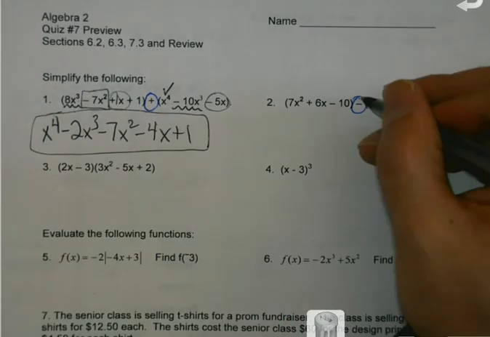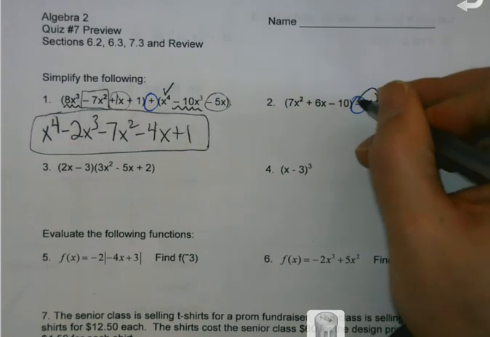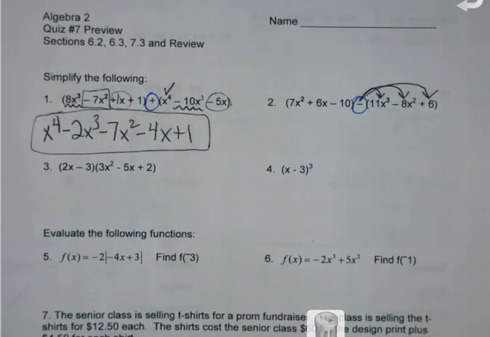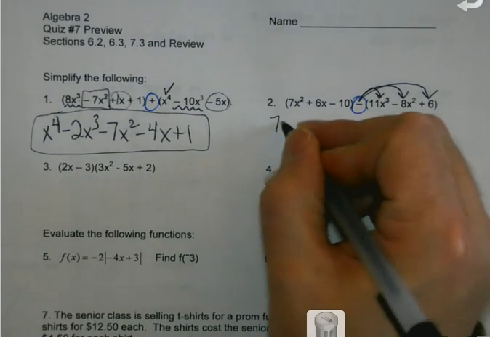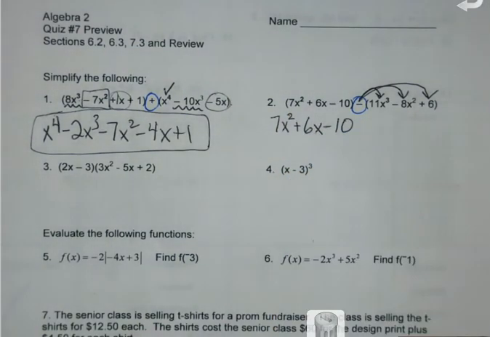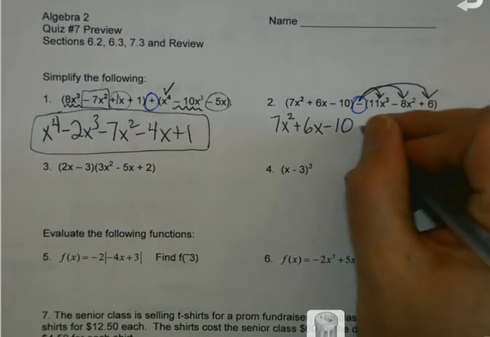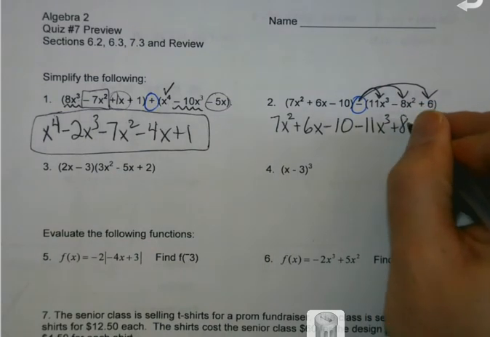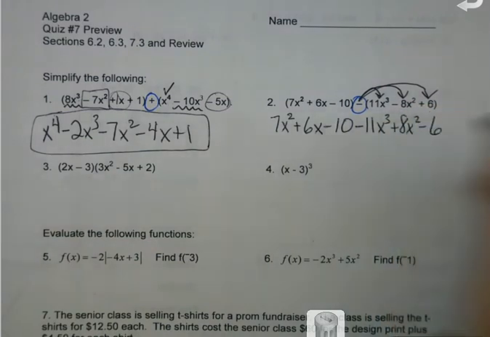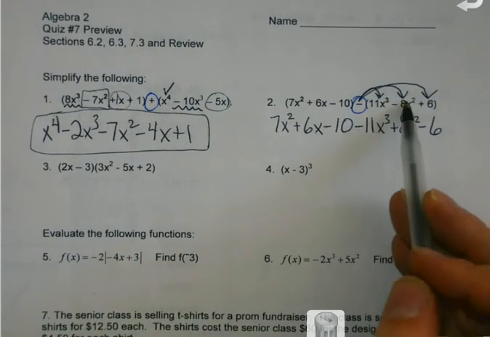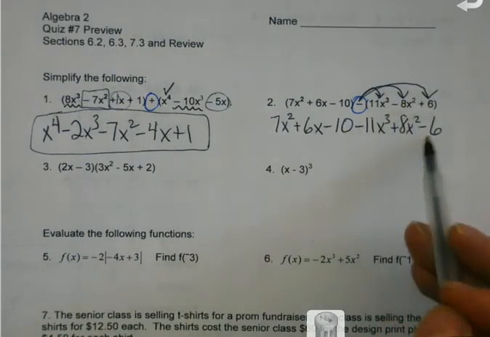Because on 2, that minus basically is just going to be a negative that I'm going to distribute through, and I'm going to change all the signs on. I would leave the first set of parentheses alone. I'd drop the parentheses, but I'd go ahead and rewrite it. And then I'm just changing the signs on all of my terms in the second set. So the 11 became negative, the negative 8 became positive, positive 6 became negative.